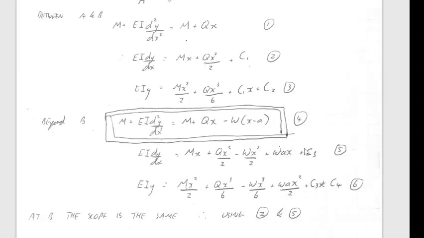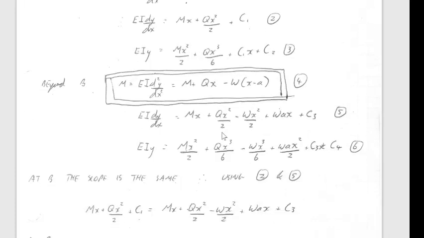And then we've got yet another constant of integration here. We'll call that C3, our third constant of integration. We don't know what that is. We'll come on to that. Again, we'll integrate that with respect to x to get from our slope to our deflection. So we're going to end up with EIy equals mx squared over 2 plus qx cubed over 6 minus wx cubed over 3 plus wax squared over 2 plus C3x plus C4. We've introduced yet another constant of integration there, C4.